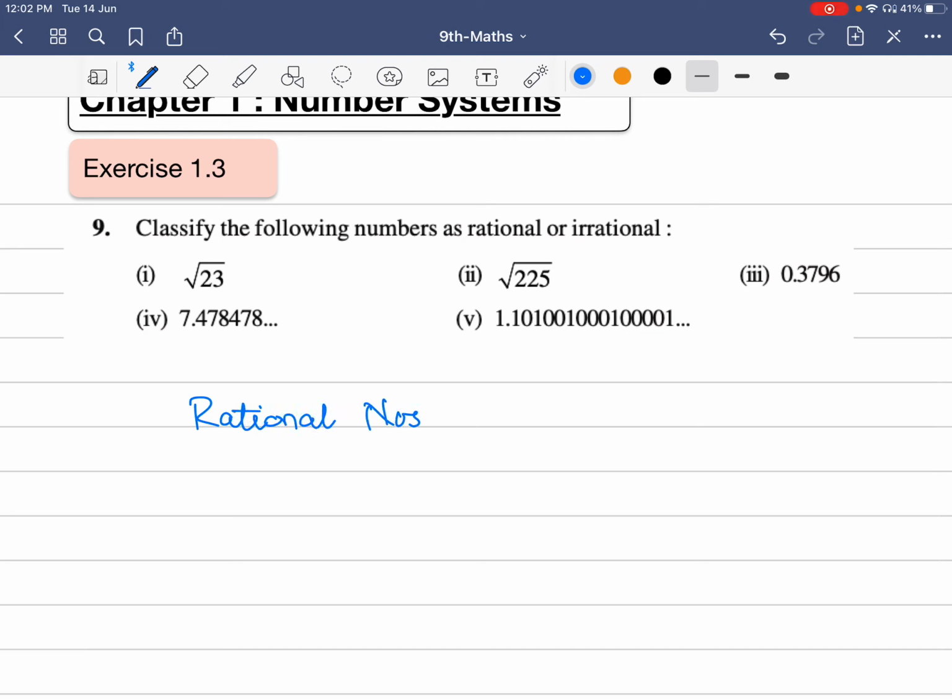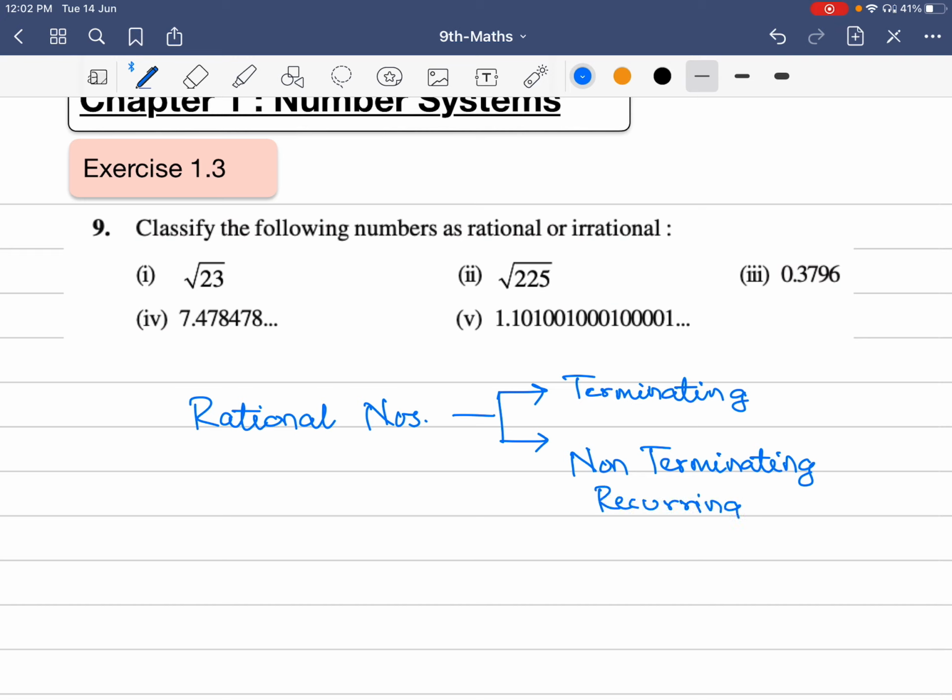Okay, so rational numbers, they could be either, so their decimal representation could be either terminating. So I'm going to just write it. So the decimal representation could be terminating, okay, or it could be non-terminating. And if the decimal representation is non-terminating, then it should be recurring. So it should be non-terminating and recurring.